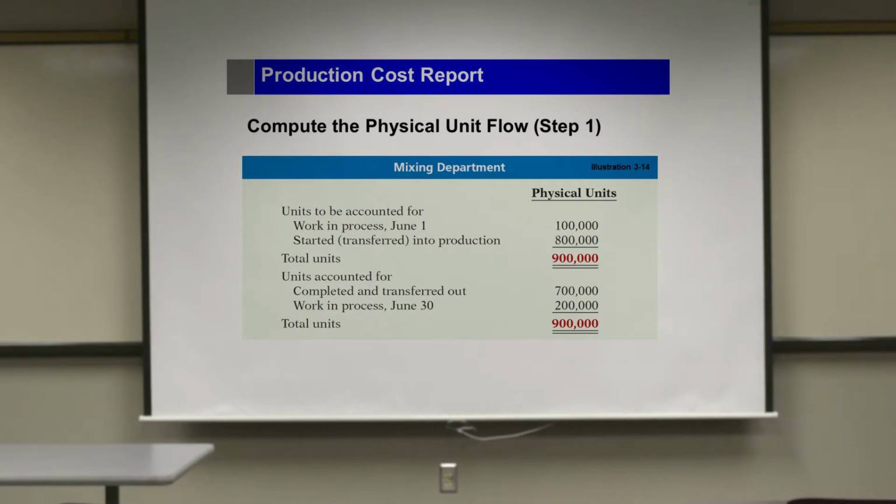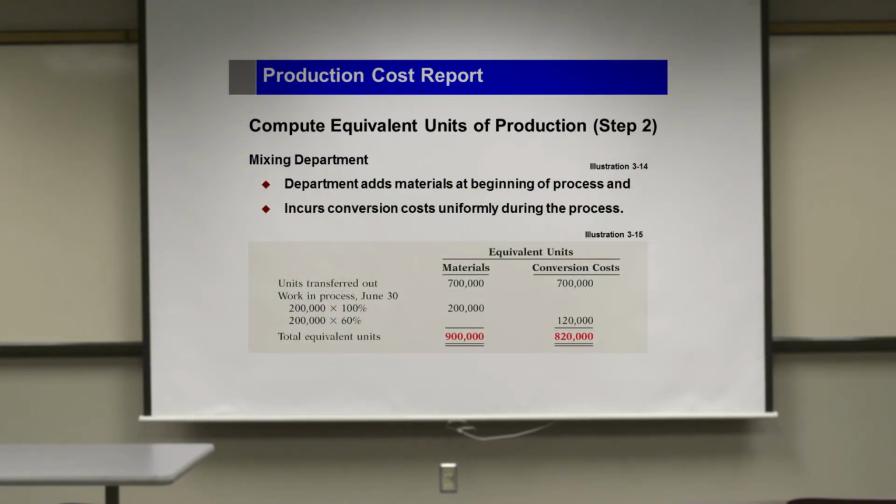I think we have gone over this earlier. You have got beginning inventory plus units transferred out, that is 100 plus 800 gives you 900. And that has been accounted for by 700,000 units that have been transferred out and 200,000 in the ending inventory. So this second step is to compute the equivalent units.